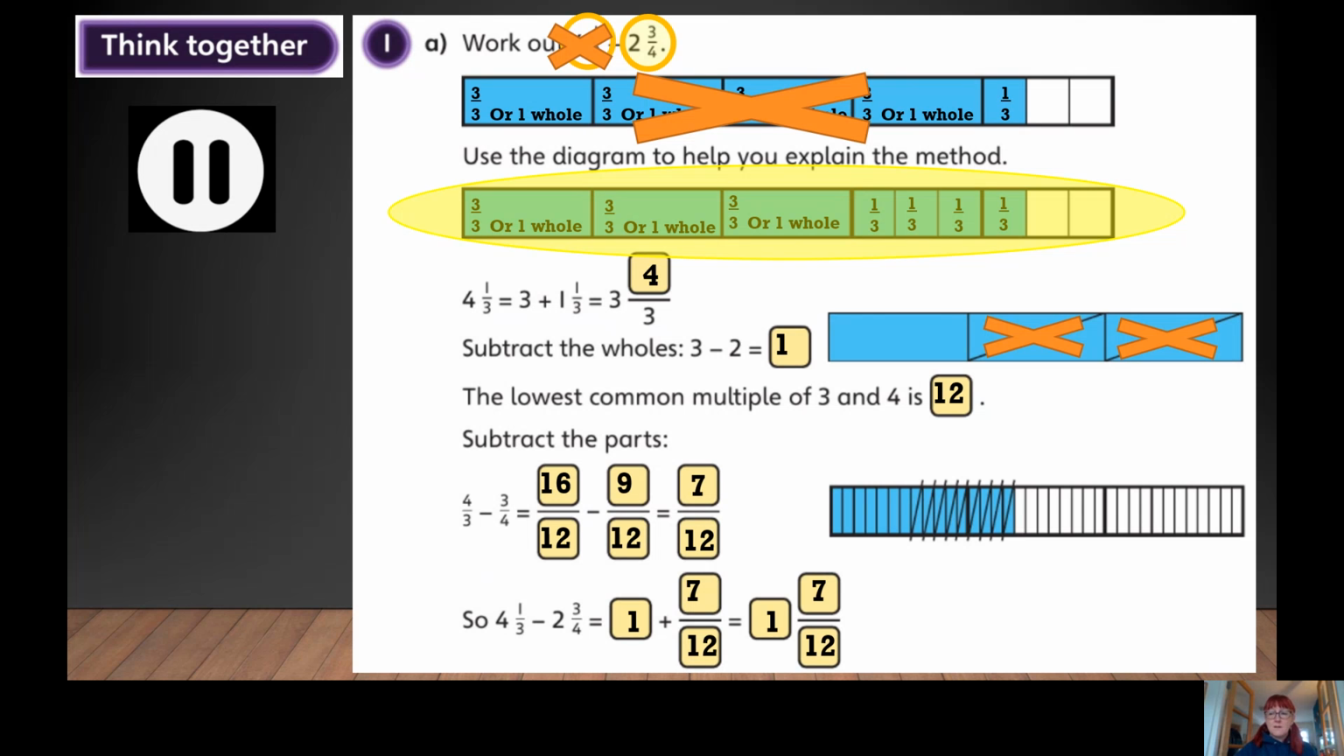I don't know about you, I definitely need a cup of tea. Whew, brain power or what?